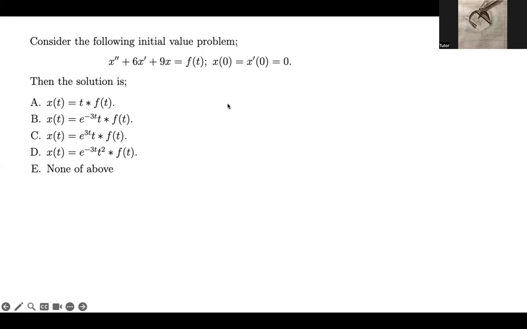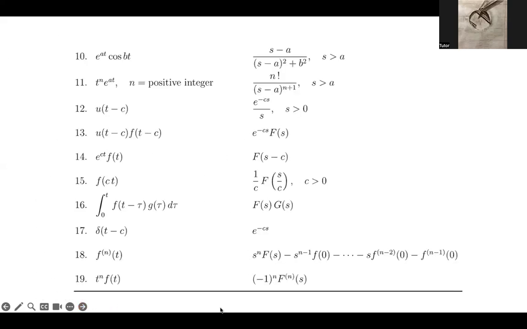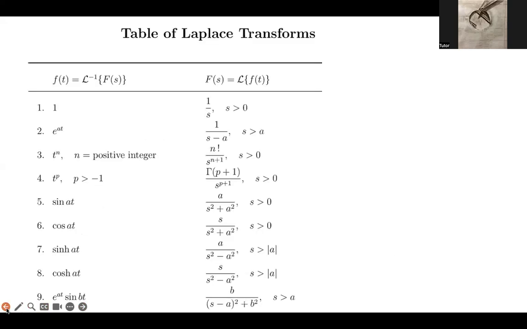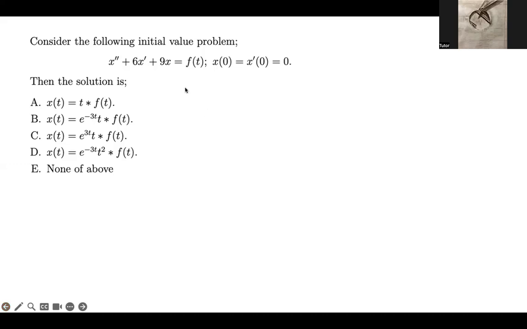Today we're going to be talking about this initial value problem. x double prime plus 6x prime plus 9x is equal to f of t, where x of 0 equals x prime of 0 equals 0. So the first thing is to go over our Laplace table and see what we need. So we need number 18 over here. We need to apply number 18 to get an initial head start on this problem.